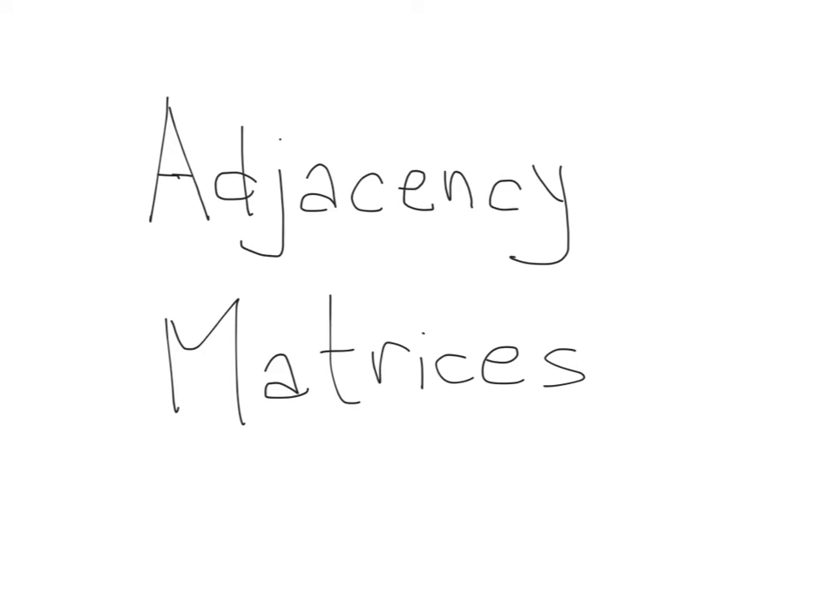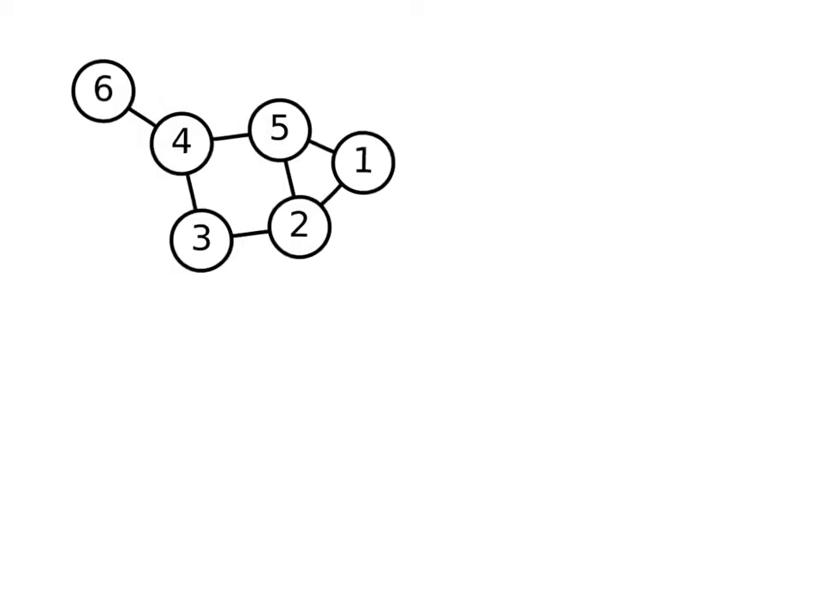Adjacency matrices combine two of the important topics in the course, graph theory and matrices. An adjacency matrix is a matrix that describes a graph by holding all of its information, but in matrix form. Here's a graph. It has 6 nodes, it has 1, 2, 3, 4, 5, 6, 7 edges, and I could describe this using a matrix.